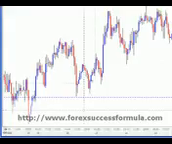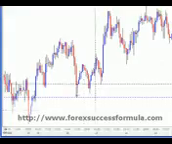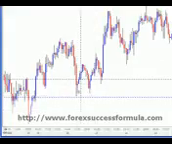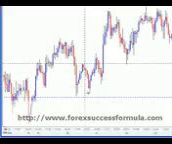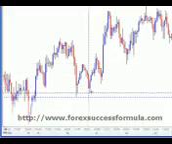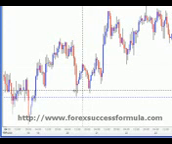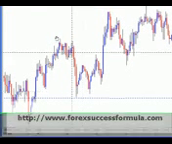Similarly, this kind of formation is called a double bottom, where it makes a high, it makes a low, then reverses to make a high but couldn't, then tries to break this level again but couldn't, and then reverses. This is called a double bottom.